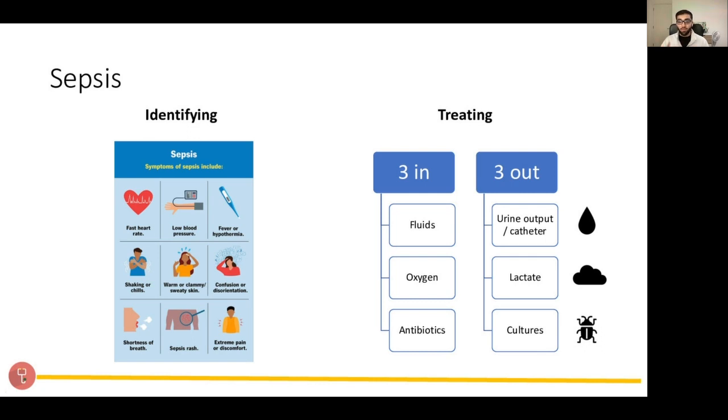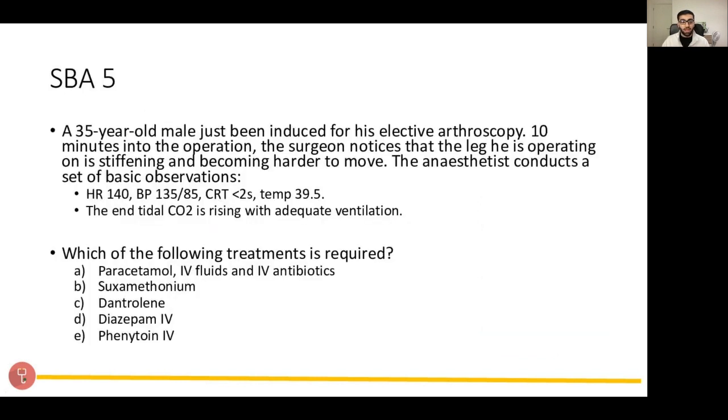So the three things we want to give are fluids, oxygen, and antibiotics. The three things we want to take, which means basically measure, are urine output, lactate, and cultures. Urine output relates to the fluids you're giving, so you want to get a fluid balance. Lactate is a measure of hypoxia in the tissues, so again this relates to oxygen, and then cultures relates to the bugs that are present, which you're targeting with the antibiotics. That's a way that I found easier to remember the sepsis six, if that's something you struggle with. So now on to the next SBA.